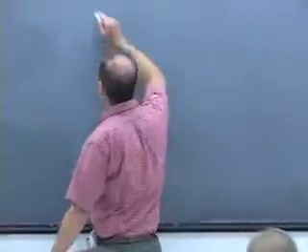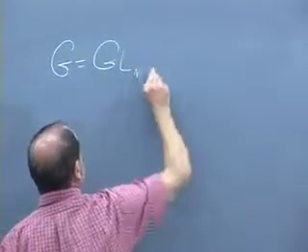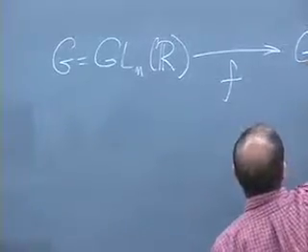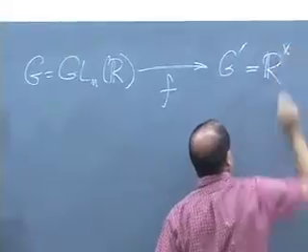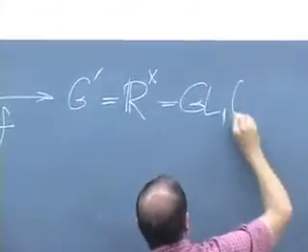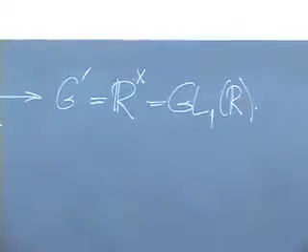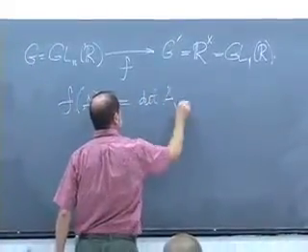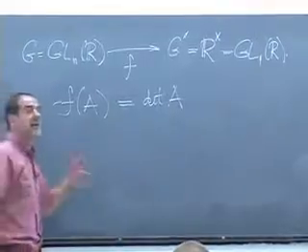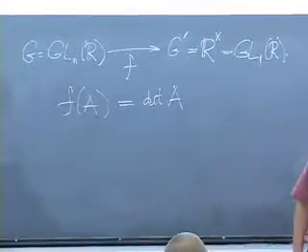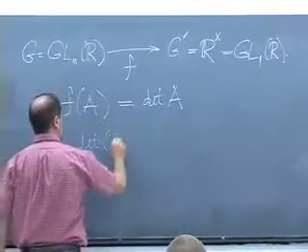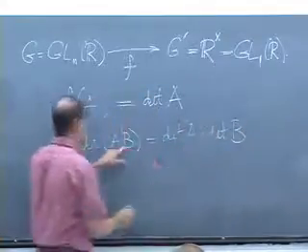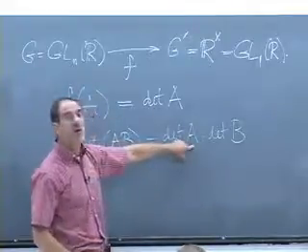So here's one. Take the group G as GL_n(R), and a homomorphism F to the group G prime, which is R star, which you could also call GL_1(R), invertible 1-by-1 matrices over R, where F of a matrix A is the determinant of A. And that's a homomorphism because the key rule is the determinant of AB is the determinant of A times the determinant of B. This is multiplication in our original group GL_n(R), and this is multiplication in our group GL_1(R).